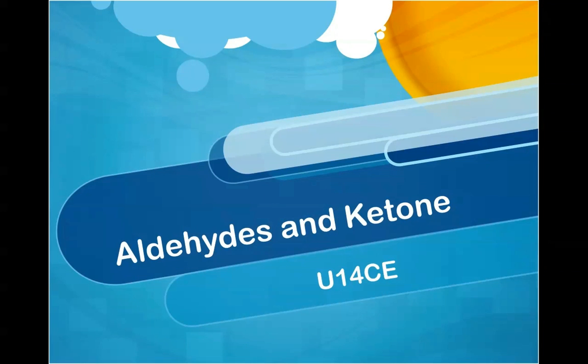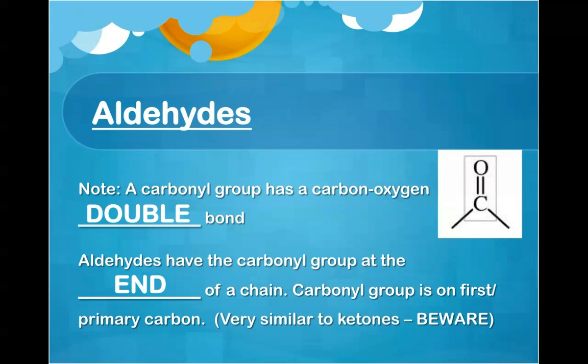All right, today we're going to be focusing on naming and drawing aldehydes and ketones, which is concept E in your notes. Aldehydes have what is called a carbonyl group, which is a carbon-oxygen double bond. Aldehydes specifically have this group at the end of a chain, so you're either going to see it on the farthest to the left or the right of the chain. The carbonyl group is on the first primary carbon.